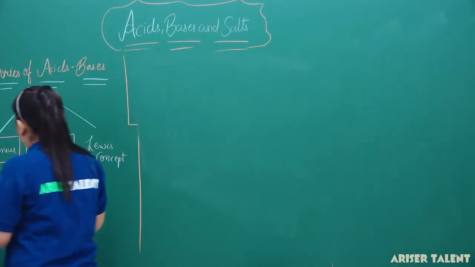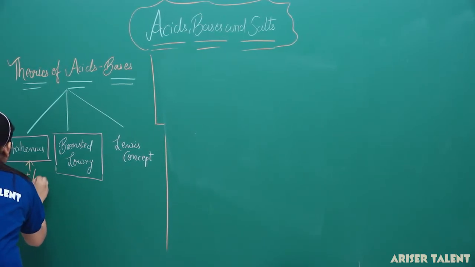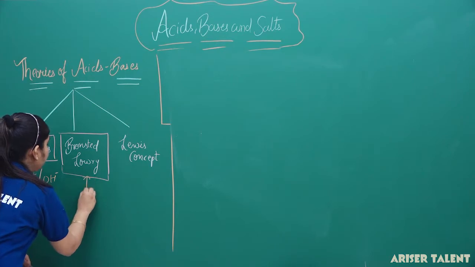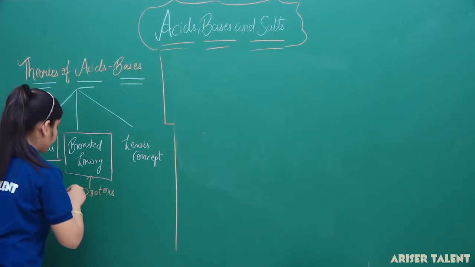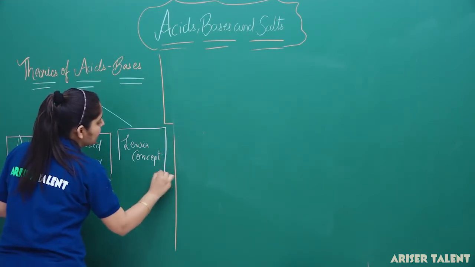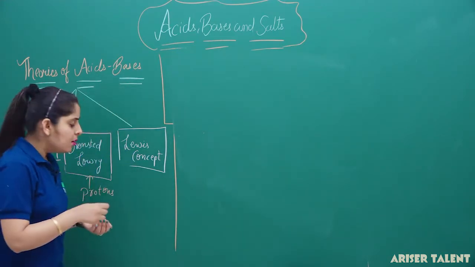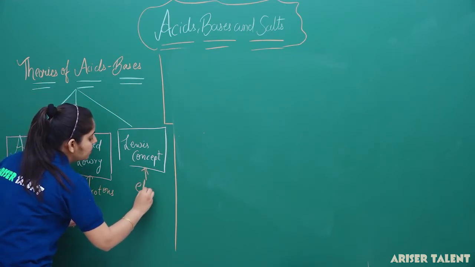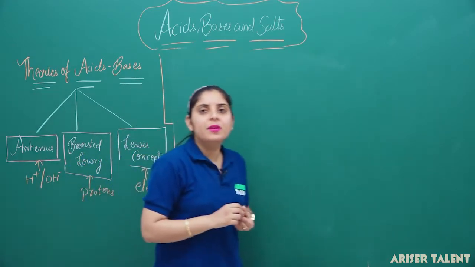So, the Arrhenius concept mainly deals with H+ and OH- ions. Brønsted-Lowry basically deals with protons. Now we are on our third category, that is the Lewis concept of acids and bases, and Lewis concept basically deals with the electrons. So the major component here will be electrons. I hope these three concepts have been clear to you.